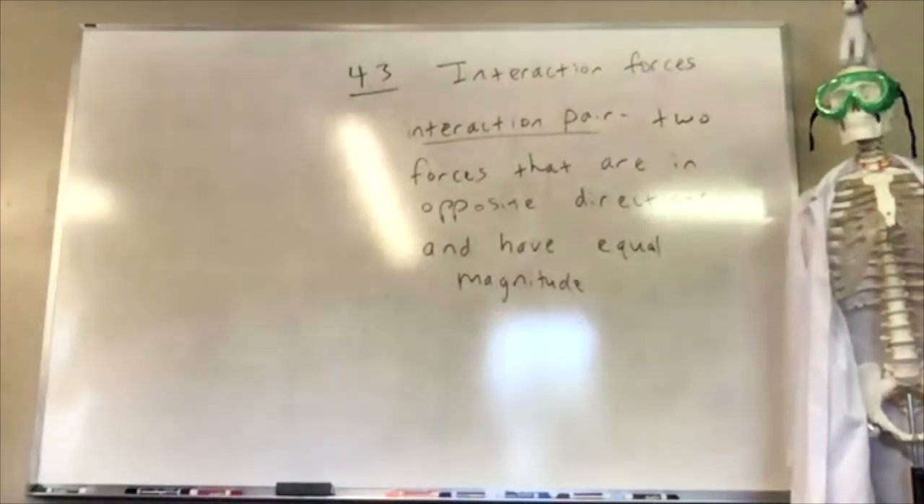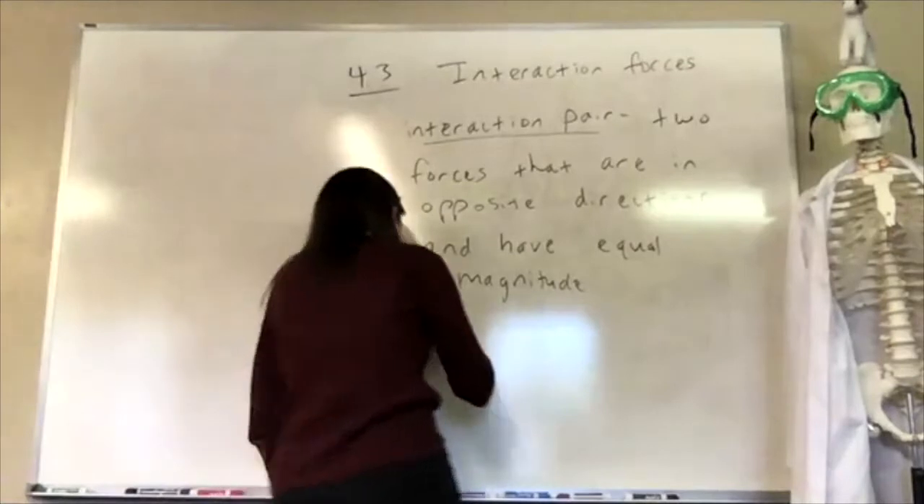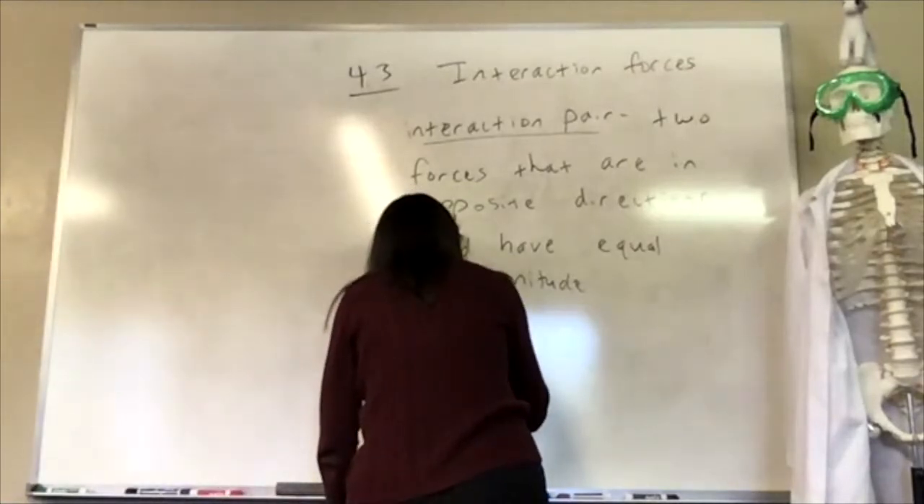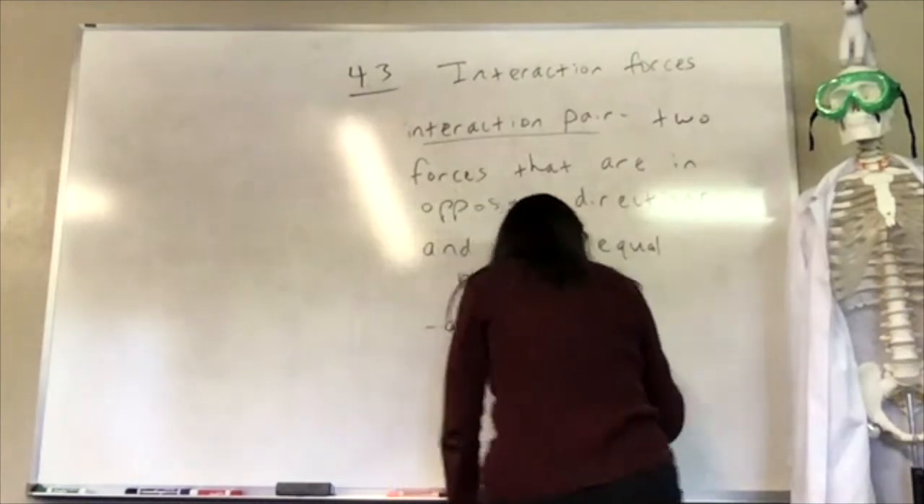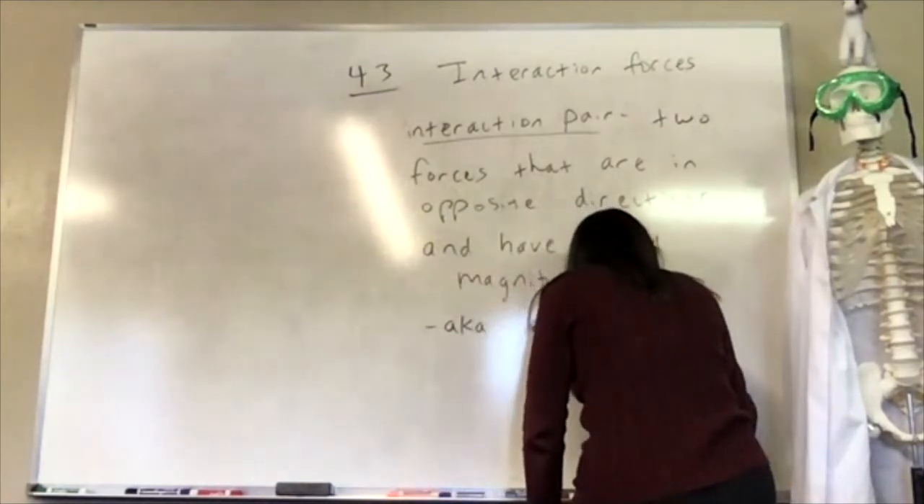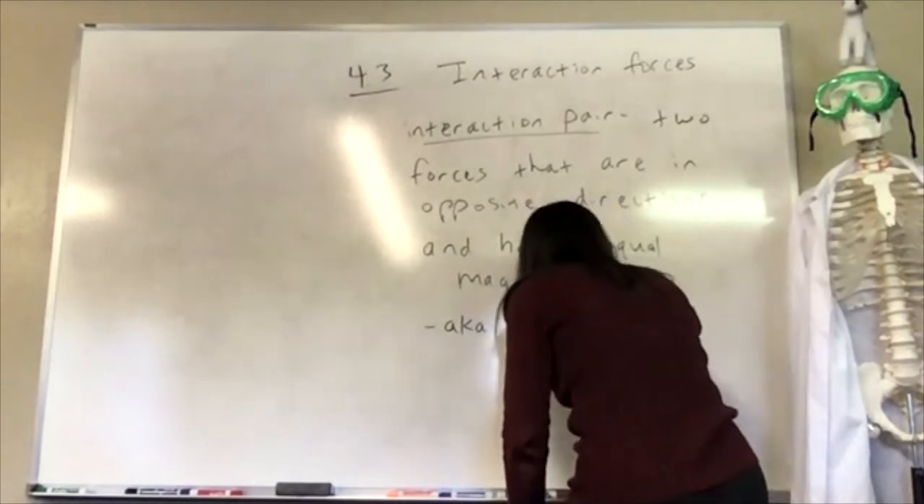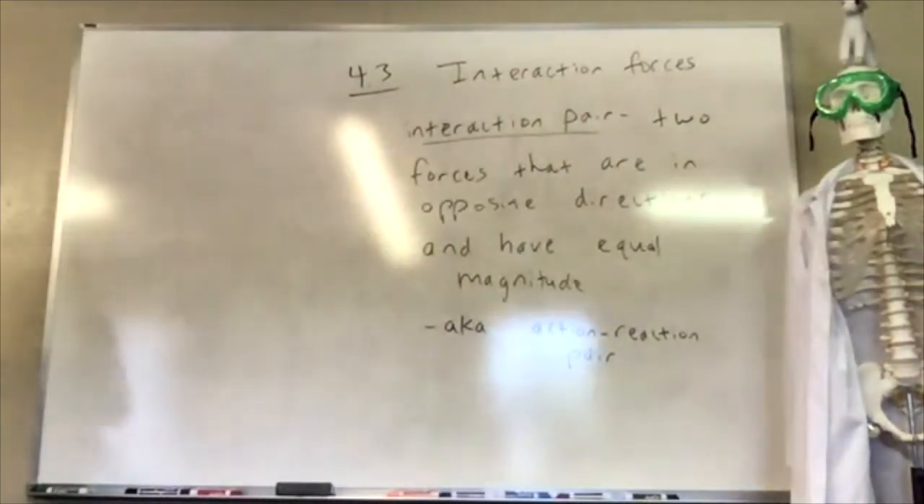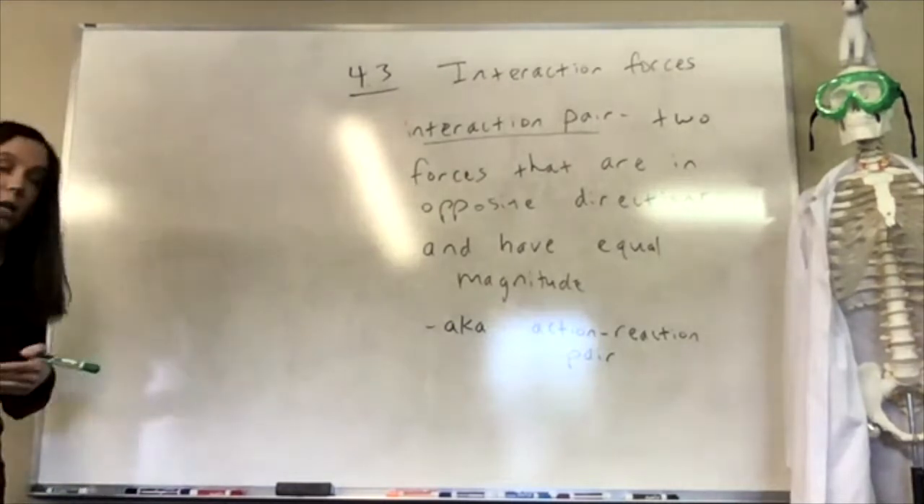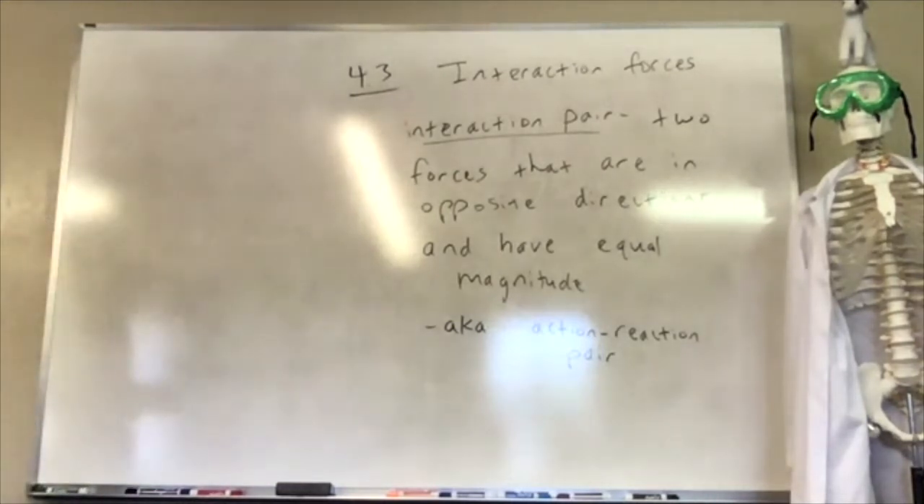So these exist together as a pair. They don't exist separately from each other. So they either exist together or not at all. This is also called an action-reaction pair. So basically on one side you have an action, and then in reaction to that you have an opposite force, equal and opposite to the first force.